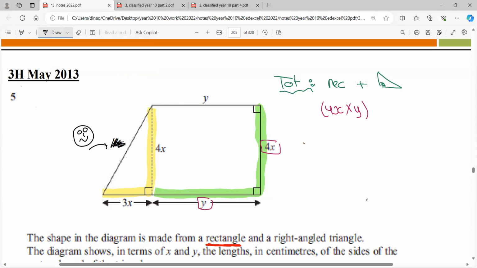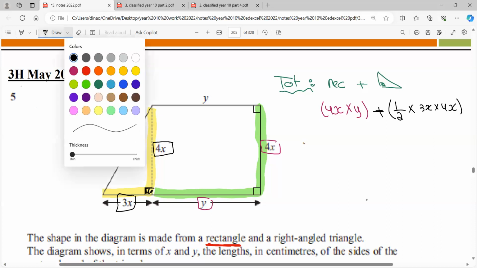To find the area of the right angle triangle is half multiplied by the base multiplied by the height. But Miss, which one is the base and which one is the height? It doesn't matter. Okay, half times that times that. Okay, so add to it half times 3x times 4x. Now, how do I simplify this?